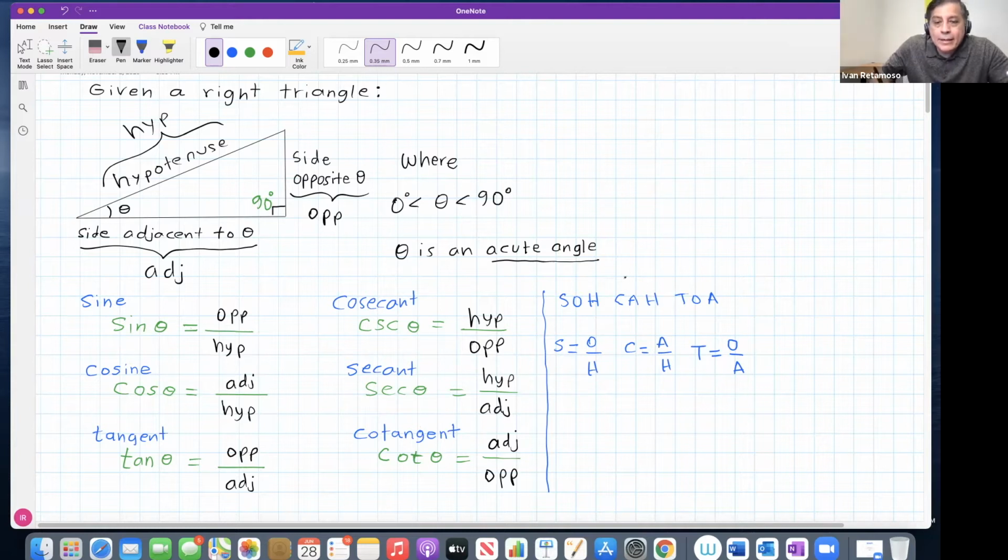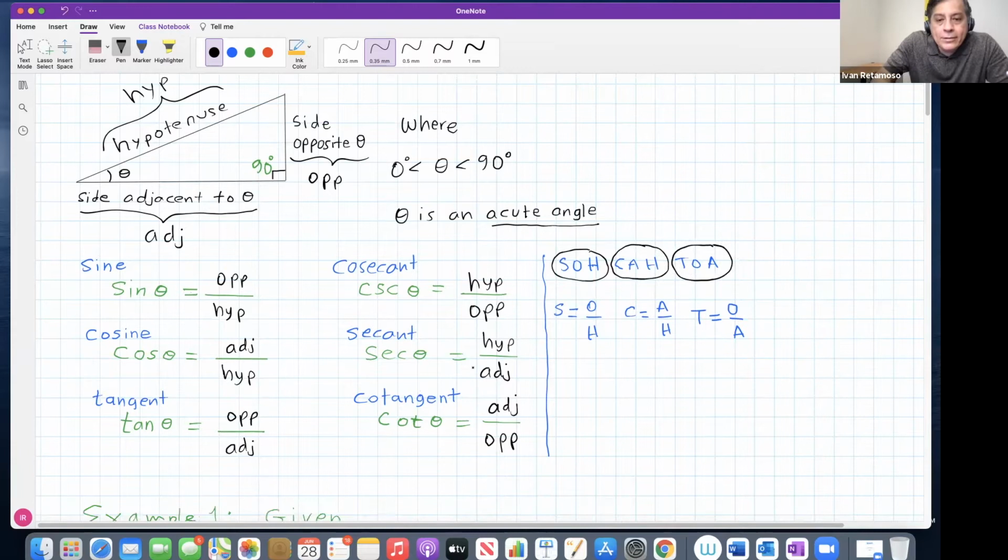Now, a mnemonic device to remember these definitions in case you have a hard time memorizing them is this. If you memorize the word SOHCAHTOA, then this part, SOH, tells you that sine is equal to opposite over hypotenuse. This other part, CAH, tells you that cosine is equal to adjacent over hypotenuse. And the TOA tells you that tangent is equal to opposite over adjacent, okay? If you want to use this mnemonic device, go ahead and use it. These are the definitions.